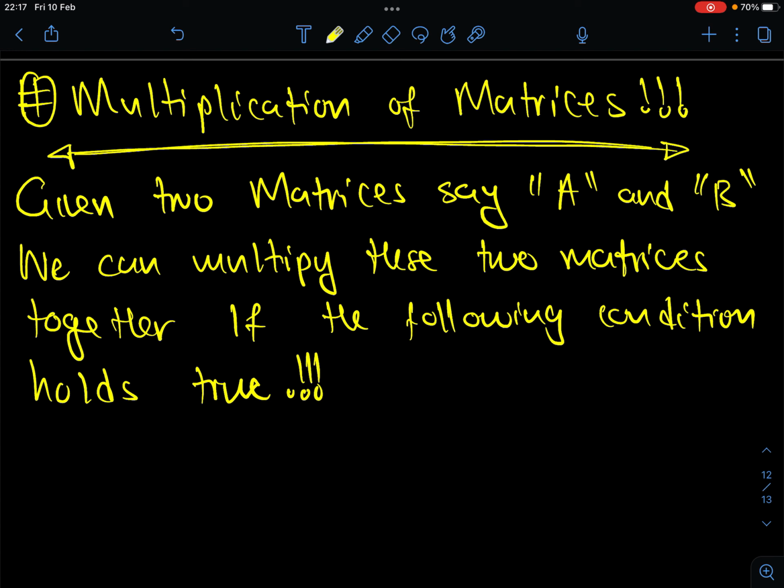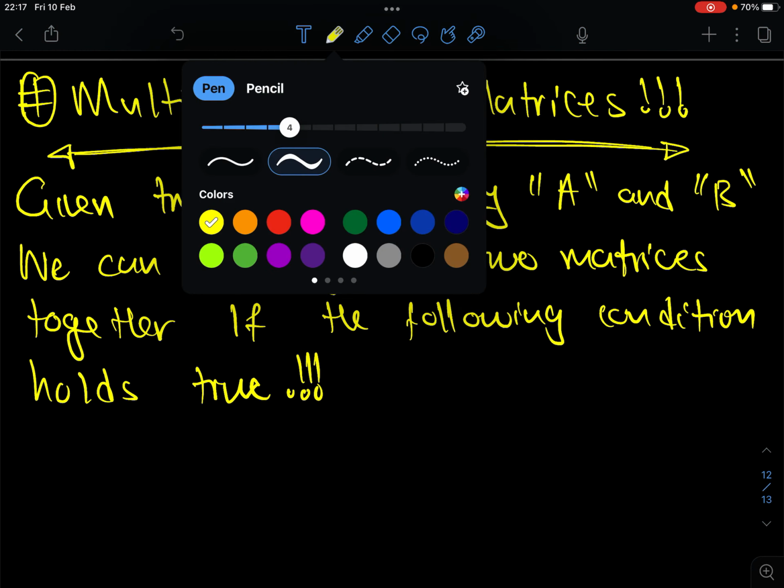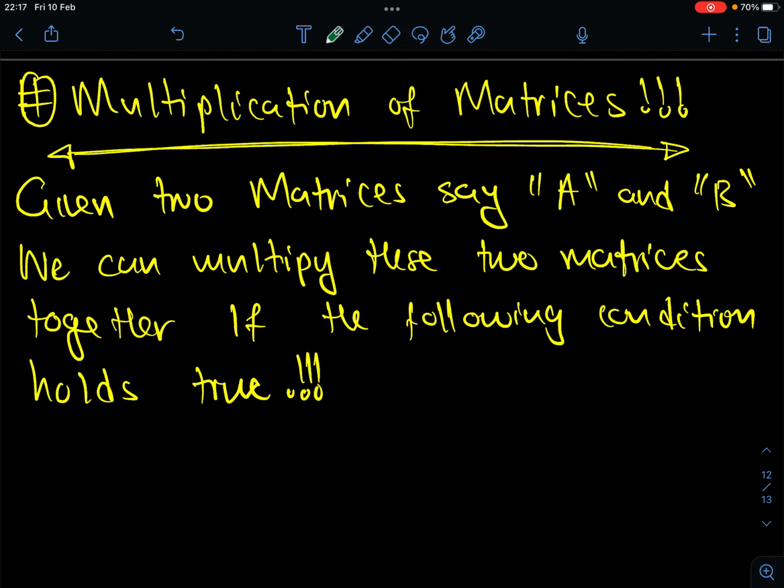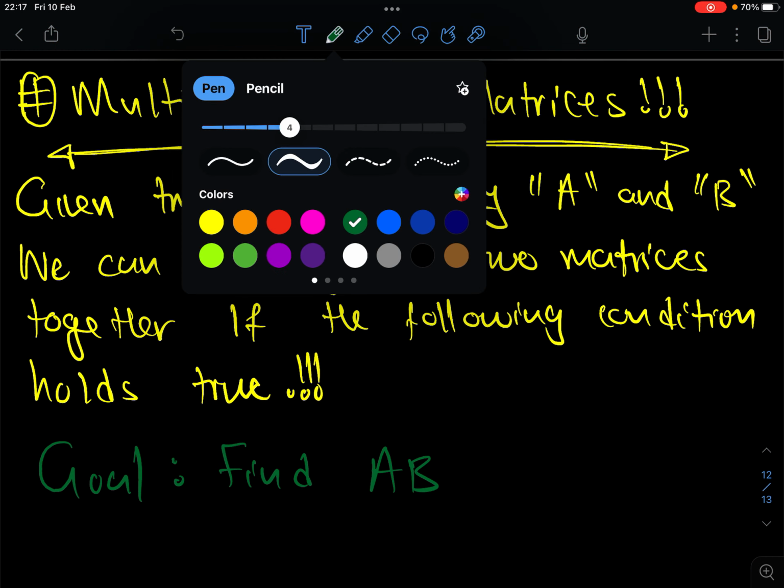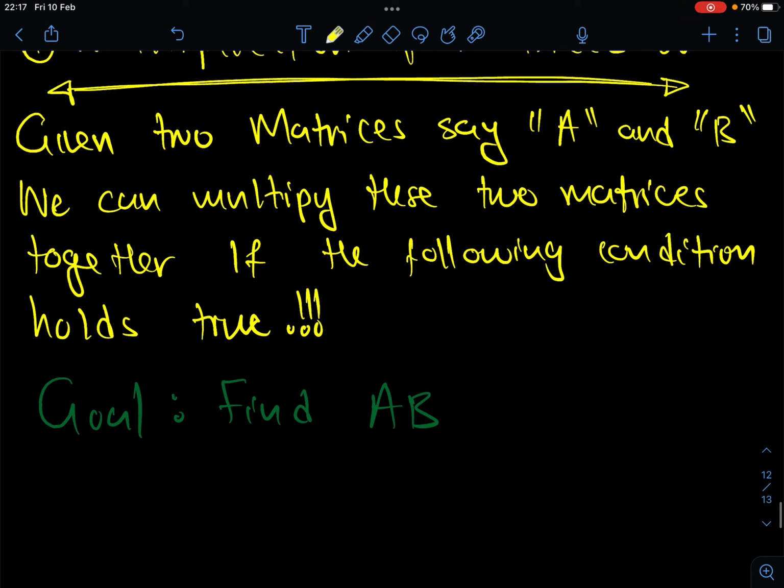So every time you're given two matrices, say A and B, and your goal is to find AB, written in that order, where A comes first and B comes second, this is what you should know. There is some condition that has to hold true, which I'll write as C. So what is that condition?